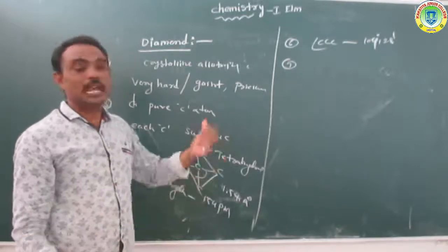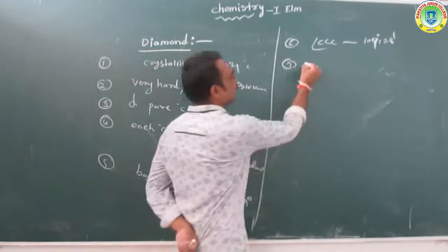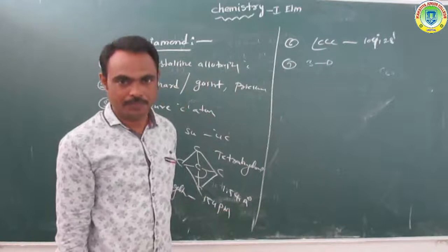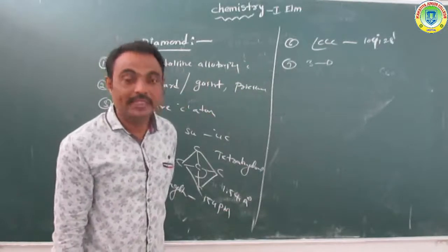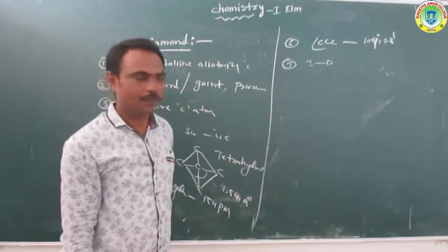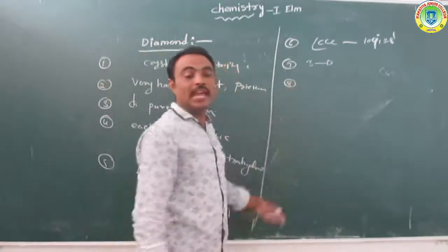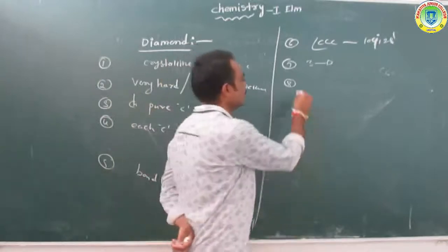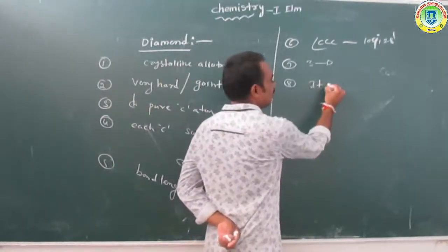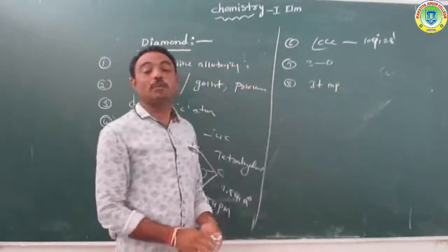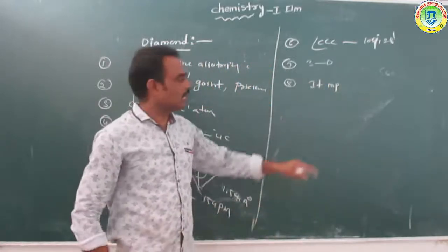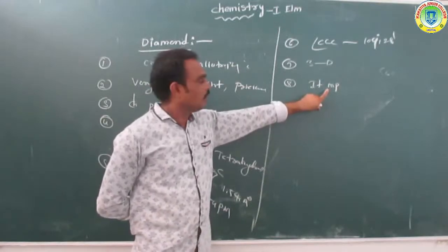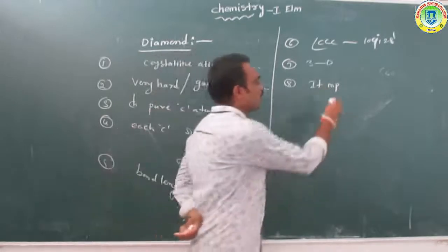That's why this diamond structure is also called 3D structure. 3D structure means 3-dimensional structure. At the same time, it has a very high melting point and boiling point values. Listen. So overall, it has a very high melting point.